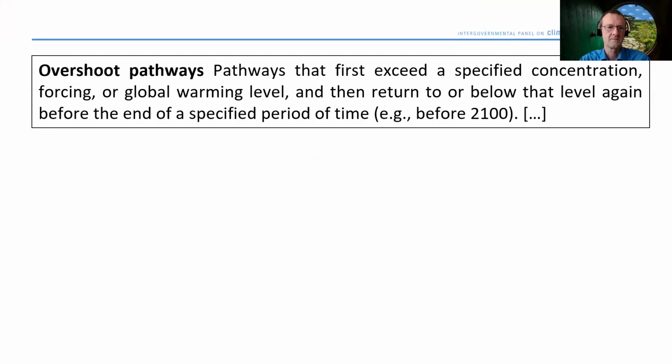Now, on overshoot, and as already pointed out, it feels like defeat. It is a conversation that we must have in order to navigate our way forward. In the IPCC definition employed in the AR6 report, overshoot pathways are pathways that first exceed a specified concentration, radiative forcing or global warming level, and then return to or below that level again before the end of a specified period of time, often before the year 2100.